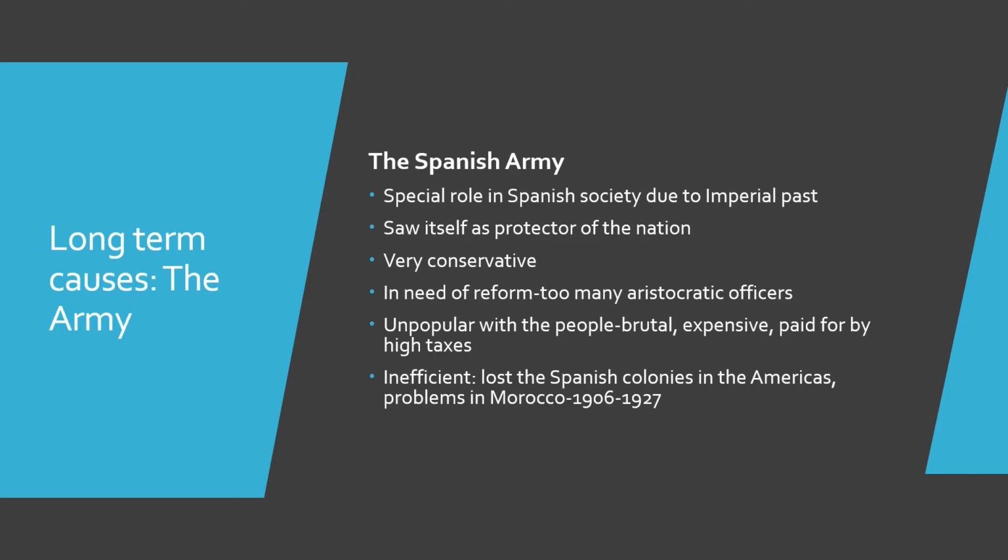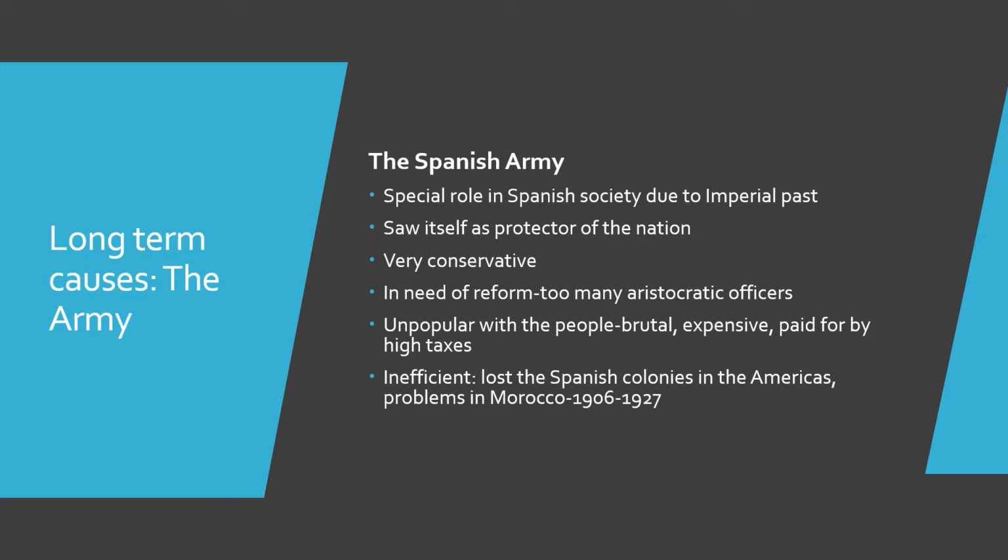We're going to look at another of the long-term causes of the civil conflict, and that is the role of the Spanish army in Spanish society. Firstly, it held a very, very special role in Spanish society due to its imperial past. People had a very fond regard for the Spanish army. It was seen as the protector of the nation and the protector of Catholicism. However, its loss to America in 1898 highlighted some major flaws within the Spanish army.